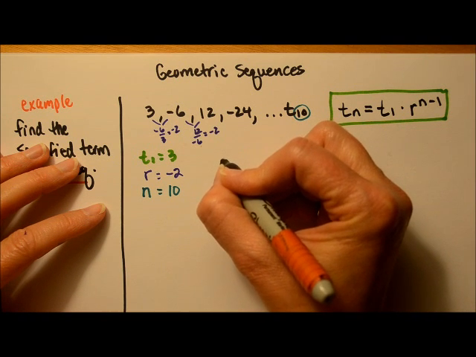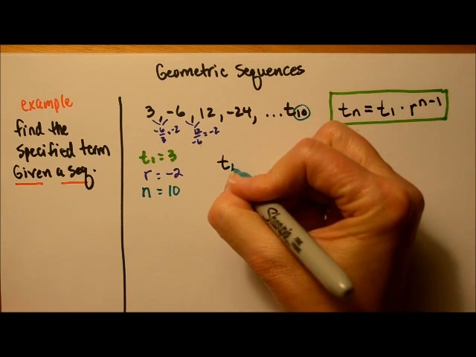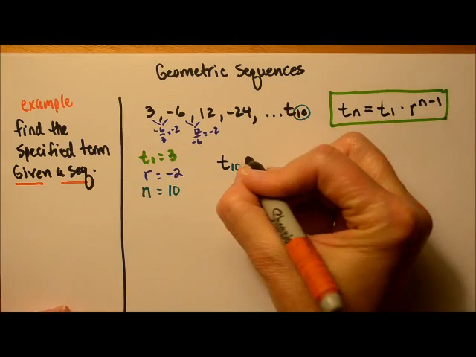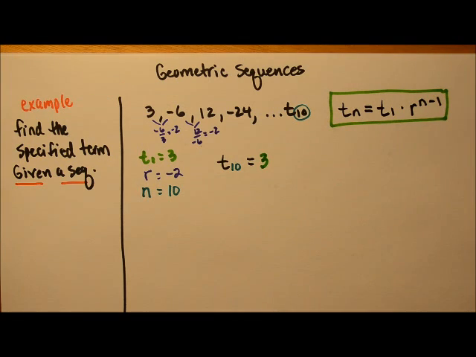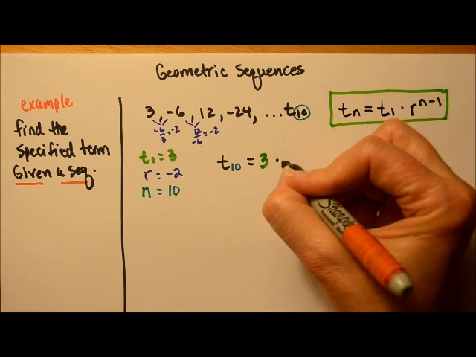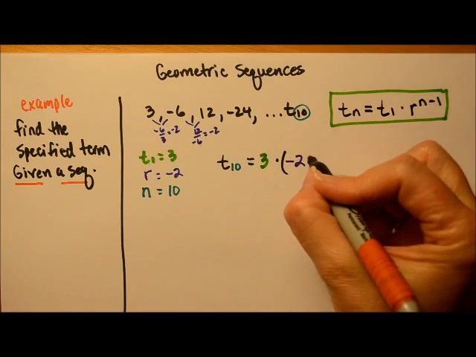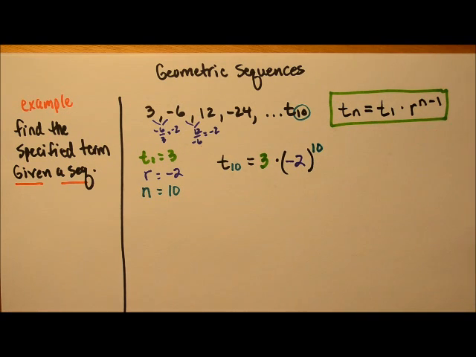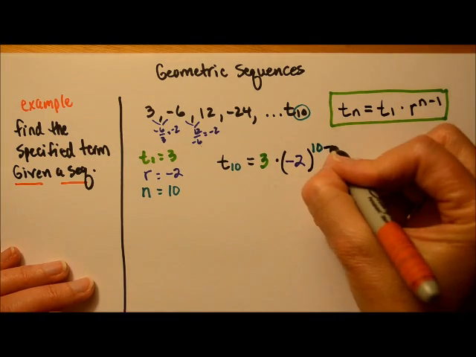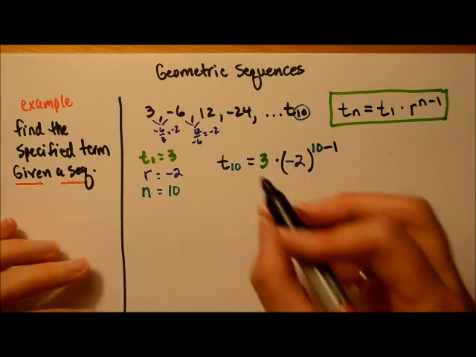So T10, right, I have T10 equals T1, which is right here in green, it's 3, times r, which is -2, to the n, which is 10, minus 1. Okay, so I filled it all in, and now I just have to figure this out.